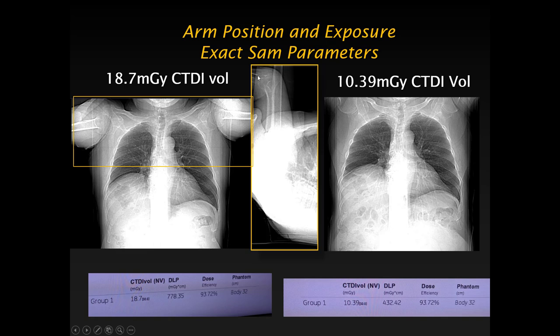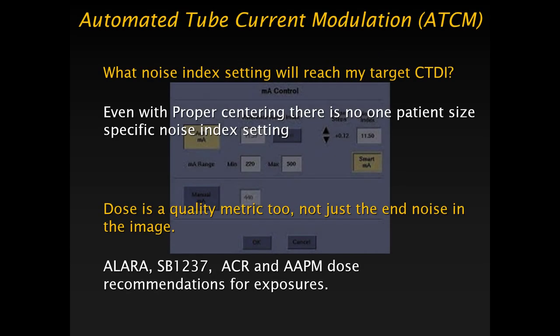So it really pays to reduce the variability and the magnification in your scout pictures. And this is a really great example of what you can do by just optimizing your scan parameters and your patient positioning. So what noise index setting will reach my CTDI target, right? Because even with proper centering, there's no one patient size specific noise index setting. It doesn't work. And we have to think about dose as a quality metric too. It's not just the end noise of the image.